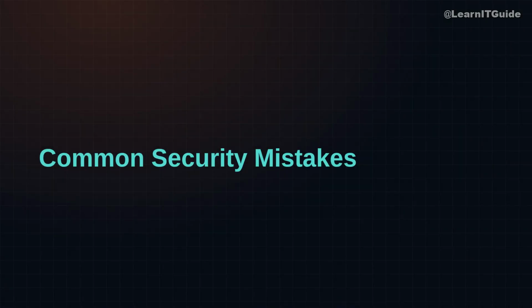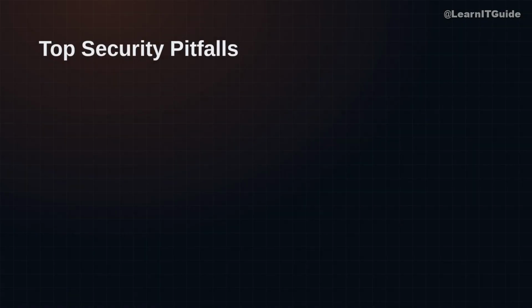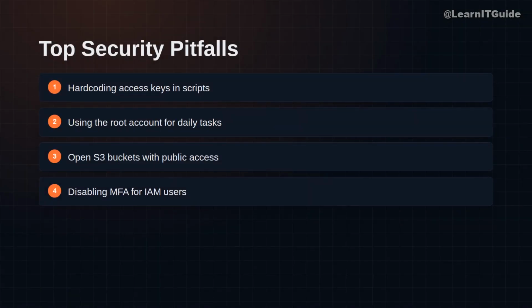We have covered how to do things right. But here are the traps you must avoid. The first mistake is hard-coding access keys in your Git repositories. If you do this, assume they are already stolen. Second, never use the root account for daily work. Create an IAM user with limited permissions.